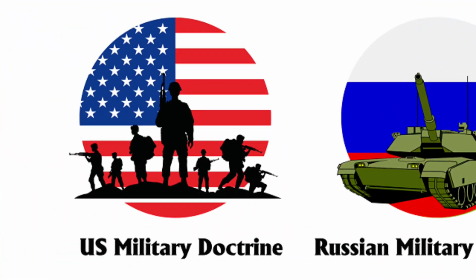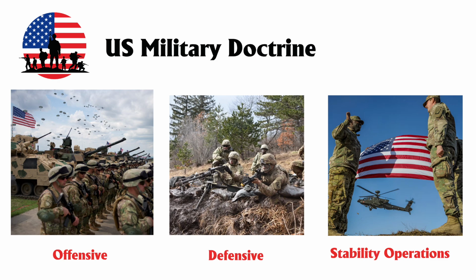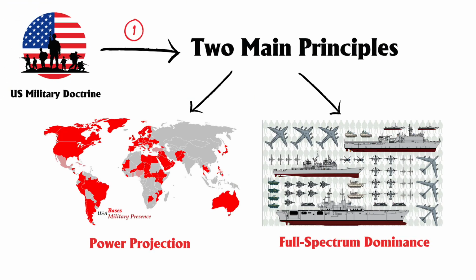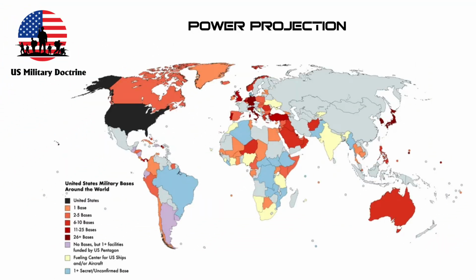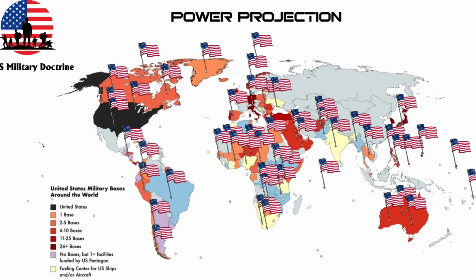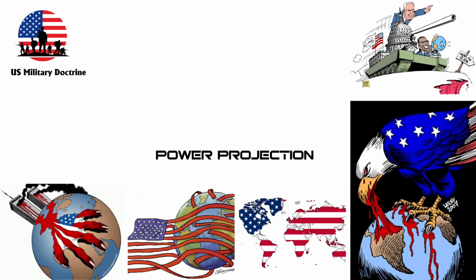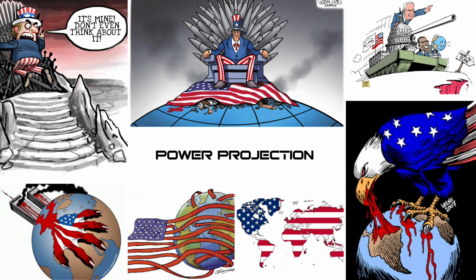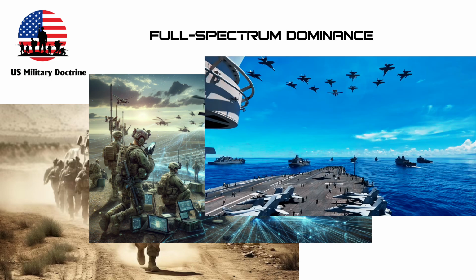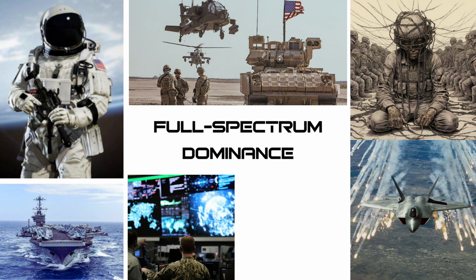U.S. Military Doctrine. The U.S. military doctrine integrates offensive, defensive, and stability operations, centered around two main principles: power projection and full-spectrum dominance. Power projection is the U.S.'s ability to deploy and sustain forces globally. This capability allows the U.S. to influence other nations' decisions, deter potential threats, and demonstrate its readiness to protect its interests. Full-spectrum dominance means controlling all aspects of the battlefield, including land, air, sea, space, cyberspace, and psychological warfare.